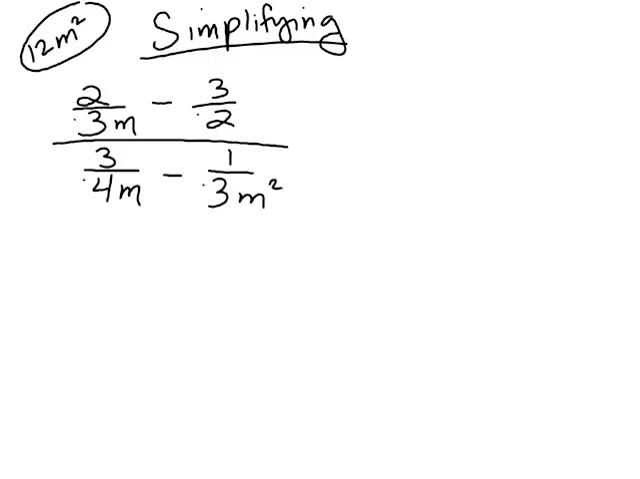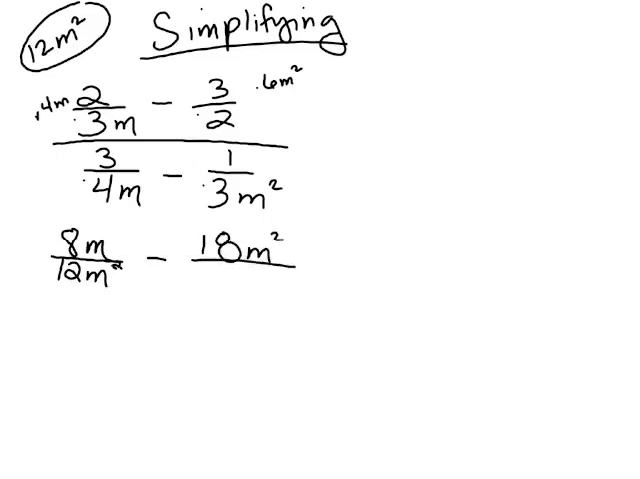So what do I do to a 3m to turn it into a 12m squared? 4m. So multiply by 4m, this first term. So I'll have 8m over 12m squared. Okay, how about my second term? What do I need to do to a 2 to turn it into a 12m squared? Okay, times by 6m squared. So 3 times 6m squared is 18m squared over 12m squared.